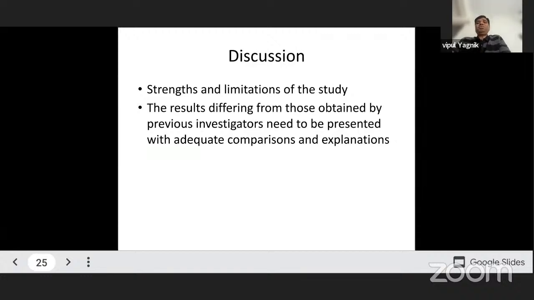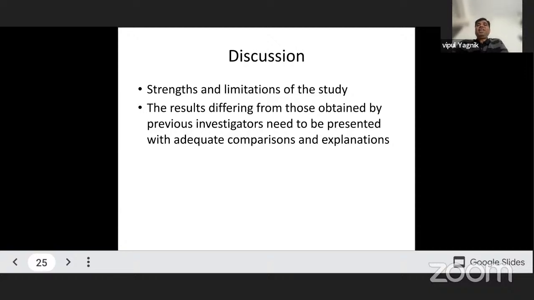Discussion must include the strength and limitation of your study. Strength means, suppose you are performing a randomized controlled trial, that is the strength of the study. If you are performing a prospective comparative study, that is a strength of your study. If your study is retrospective, it's a limitation. If your study is non-comparative, it's a limitation. If your sample size is small, it is a limitation. A big sample size is a strength of the study. So you have to mention the strength and limitation of the study in the discussion.